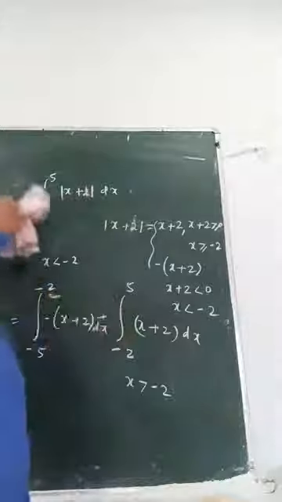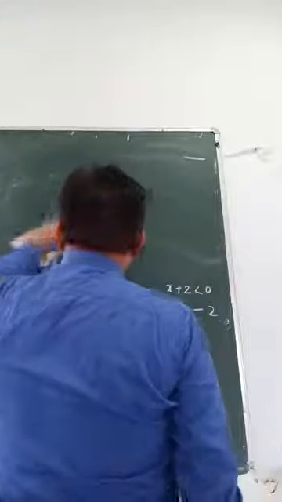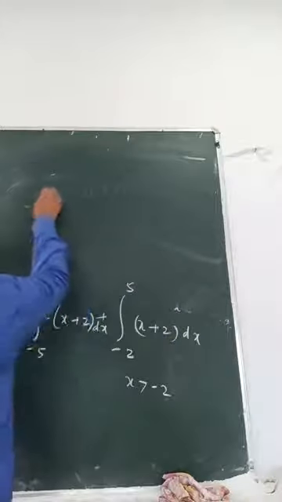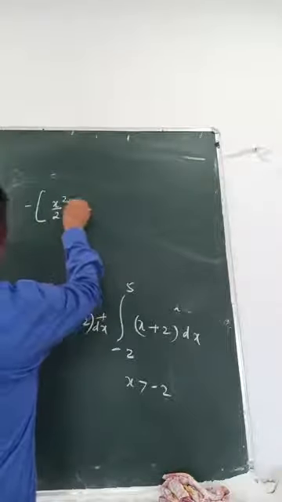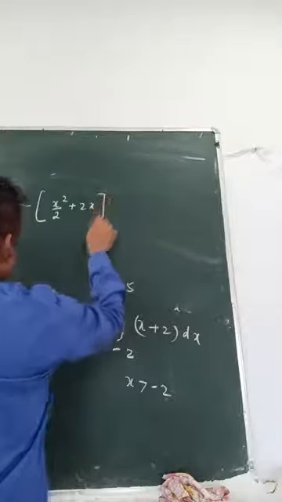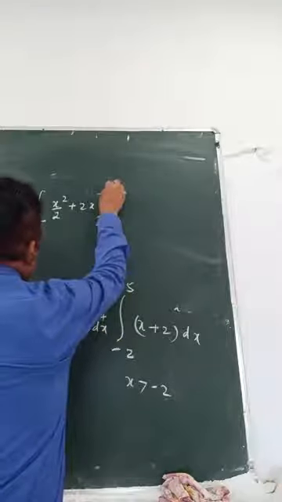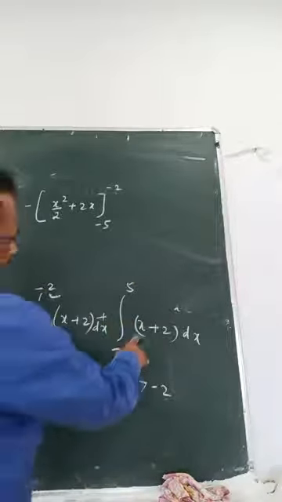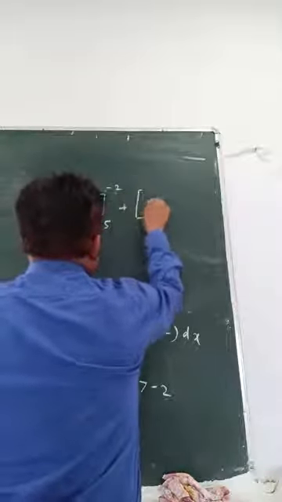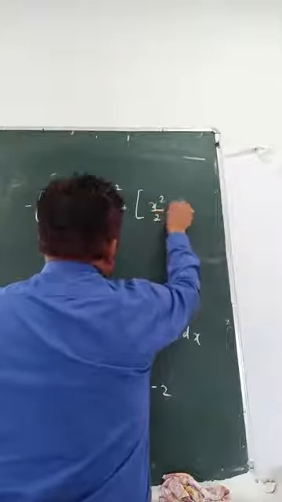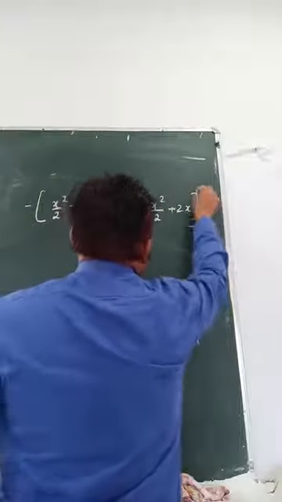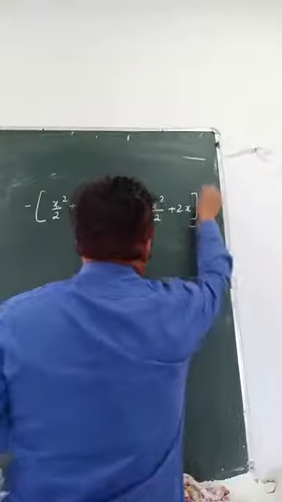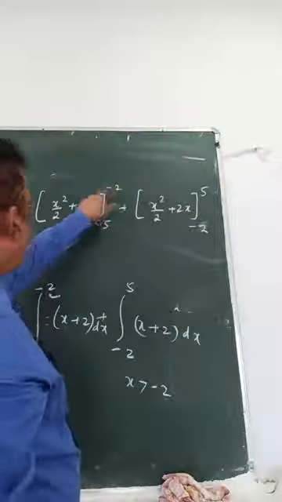So what is the answer? You can expand keeping the minus outside. The antiderivative is x square by 2 plus 2x, its limit is minus 5 to minus 2. Plus this one, x square by 2 plus 2x, its limit is minus 2 to 5.